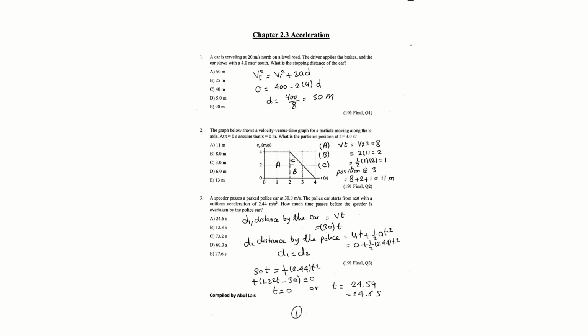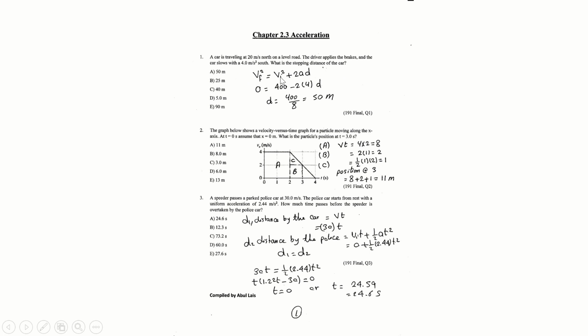So here I have the first problem. It says a car is traveling at 20 meters per second north on a level road. The driver applies the brakes and the car slows with a 4.0 meter per second squared south. What is the stopping distance of the car?